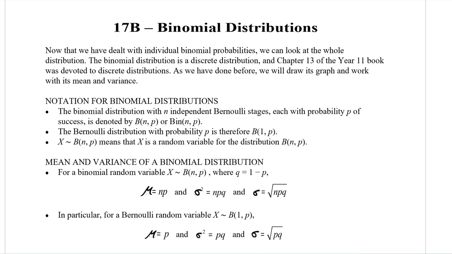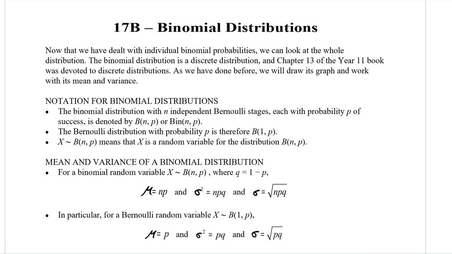In Chapter 13 of Year 11, we devoted that whole topic to discrete distributions. You do remember what discrete means? What does discrete mean? Between two values. The whole number values. As we have done before, we will draw its graph and we will find the mean and the variance.